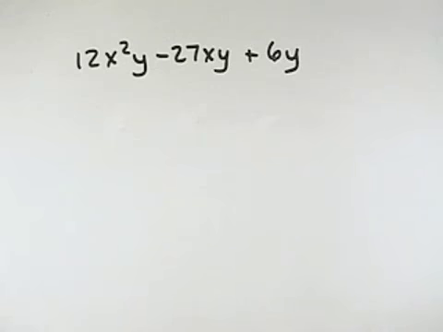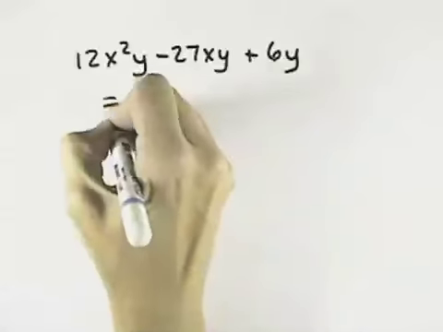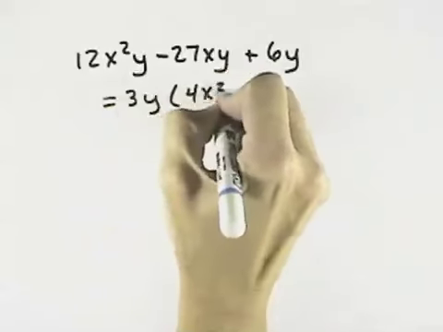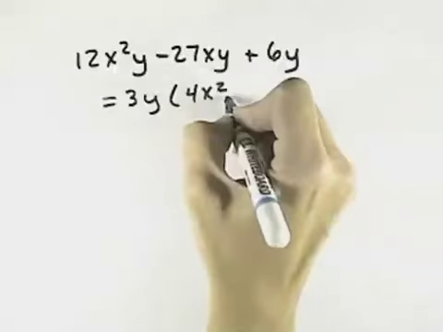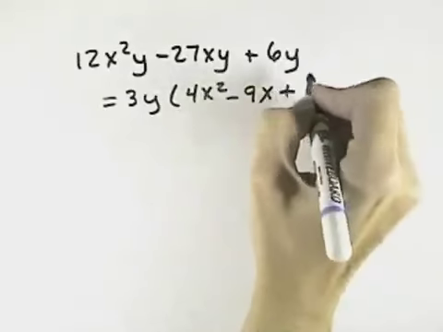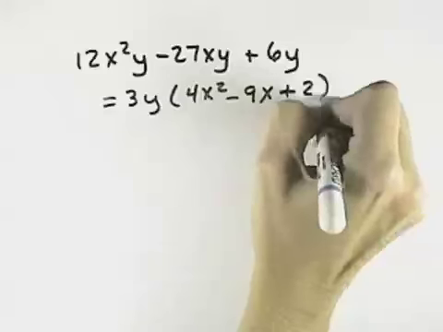We want to factor this problem completely, which means first to factor out the greatest common factor. The coefficient in common is a 3, and the variable in common is a y. So dividing 3y out of the first term, we're left with 4x squared. If we divide 3y out of the second, we get minus 9x, and then if we divide 6y by 3y, we're left with 2.